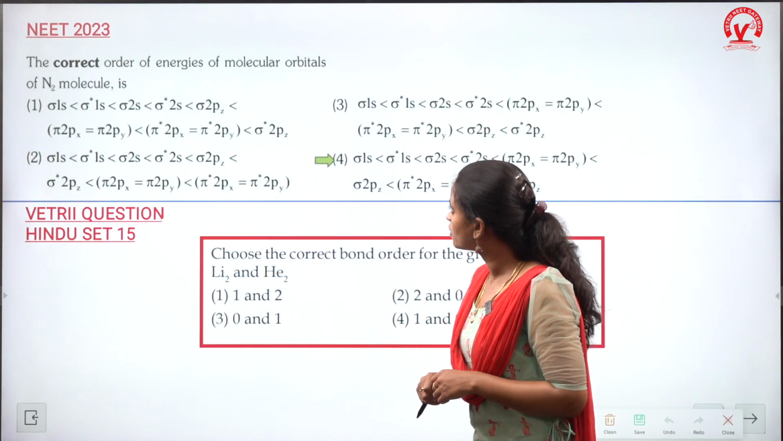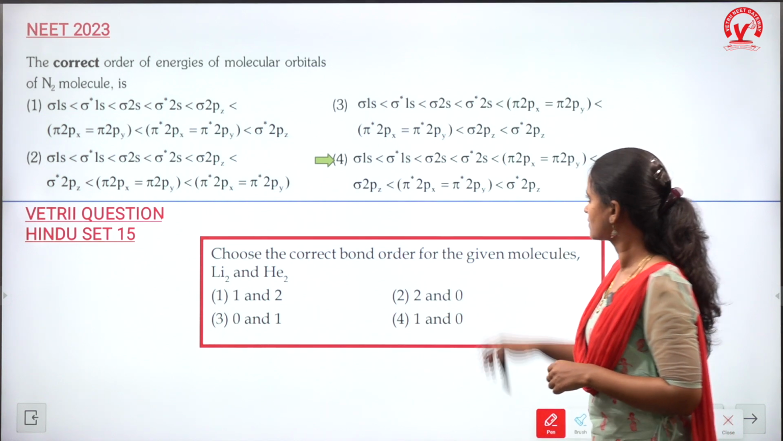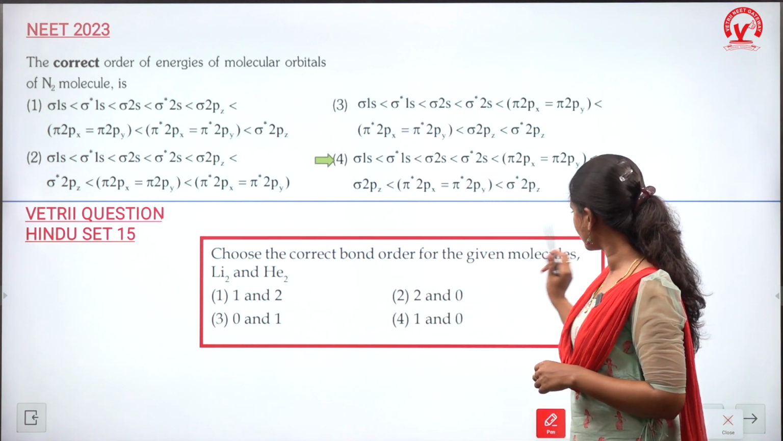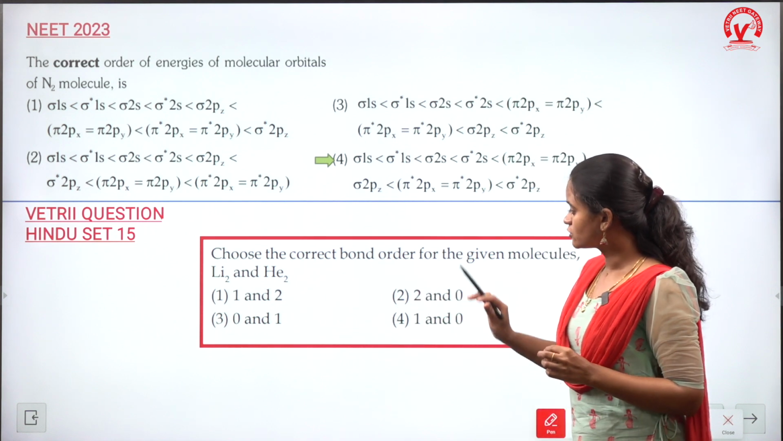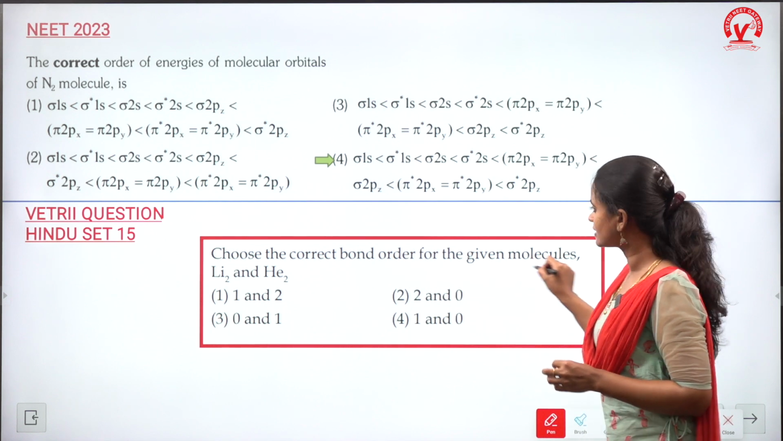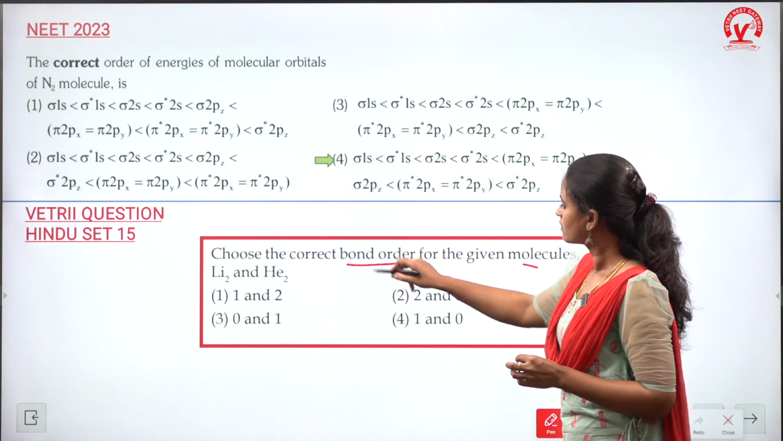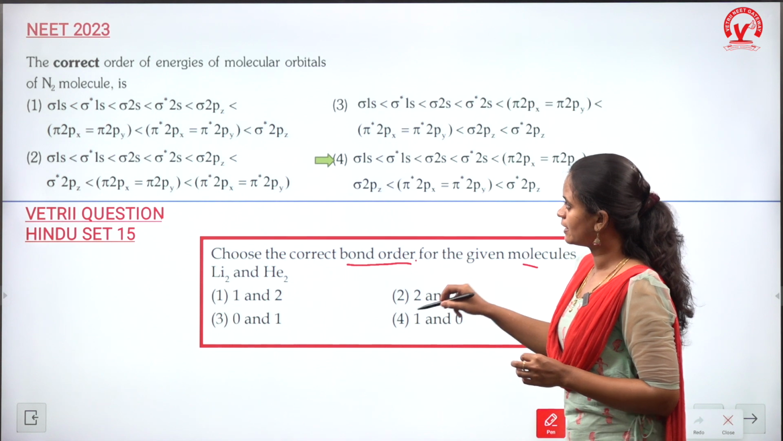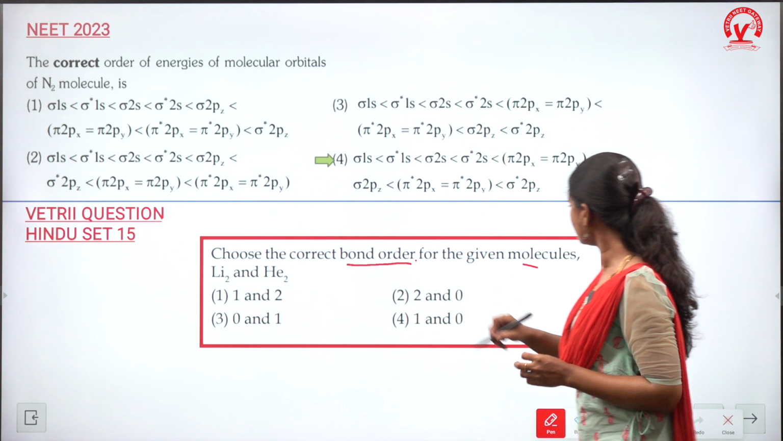The correct order of energies of molecular orbitals of N2 molecule. This is a NEET question. Vetri's question is, choose the correct bond order for the given molecules, lithium and helium molecule. First we have to know the molecular orbital diagram, then only we can calculate the bond order. Here we have already practiced this molecular orbital diagram for lithium and helium. Here in the NEET question, they are asking for the nitrogen molecule.